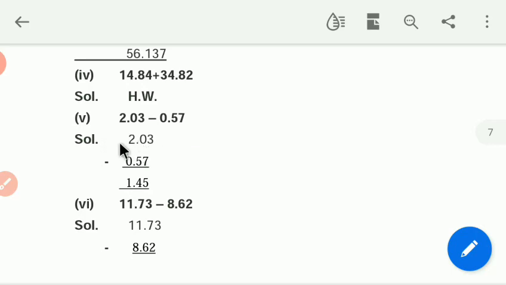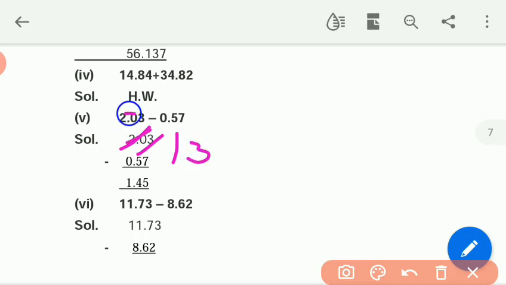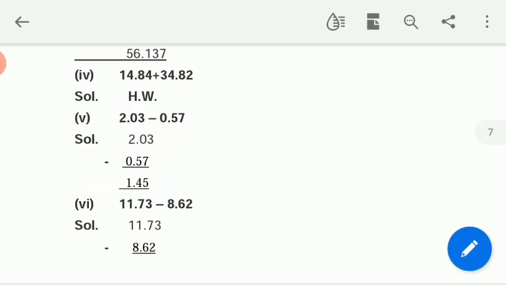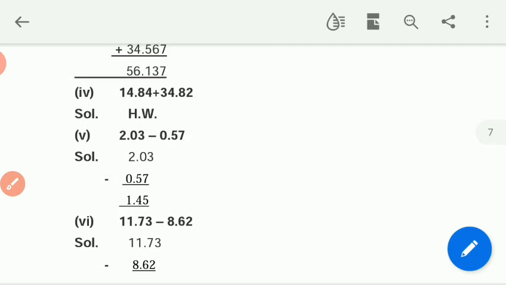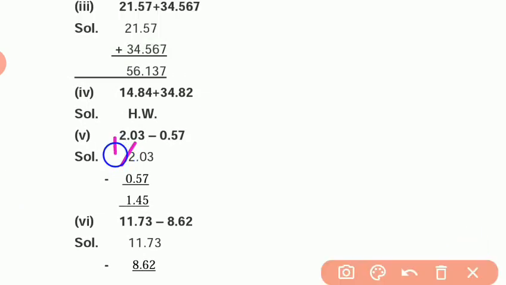So same, first we will arrange it, 2.03, and we will put the decimal in a line, point with point. So 3 minus 7, can you subtract it? So we'll borrow from 0. So 3 can be written as 13 and there will be left 9 only. So 13 minus 7, 6. 9 minus 5, 4. And if we have taken 1 from 2, so here 1 is left. So 1 minus 0, 1.